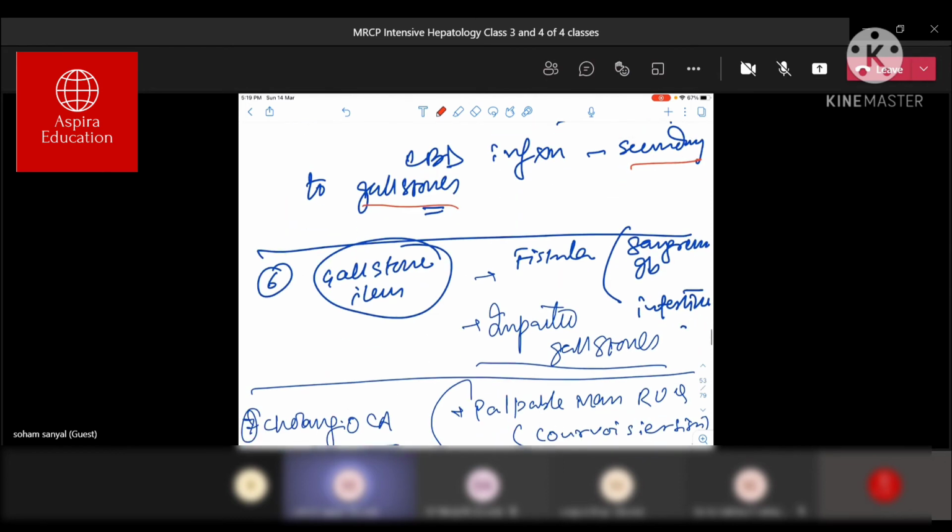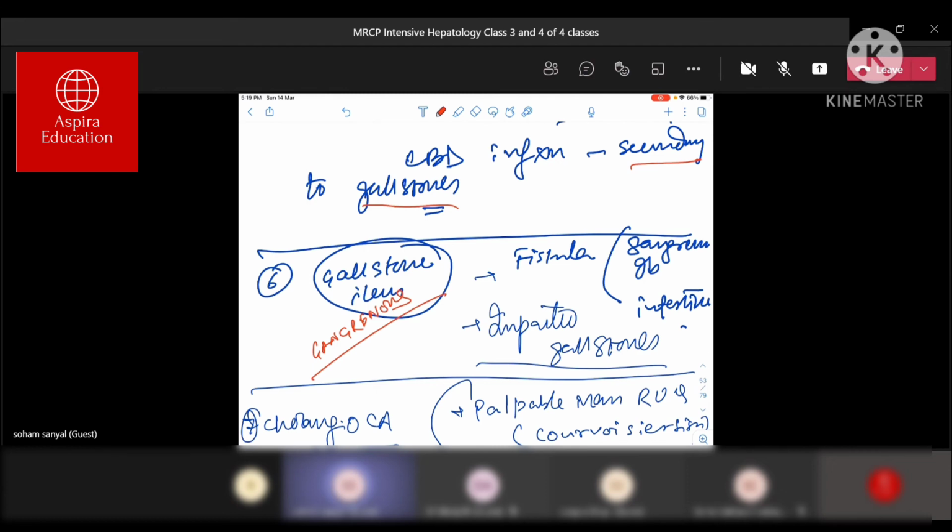Now we are coming to gallstone ileus. This is basically due to a fistula that happens between the gallbladder and the intestine. Mostly the gallbladder is gangrenous, so that's why the fistula has been formed between the deficient membrane of the gallbladder and the intestine, and the gallstone is impacted in the intestine.